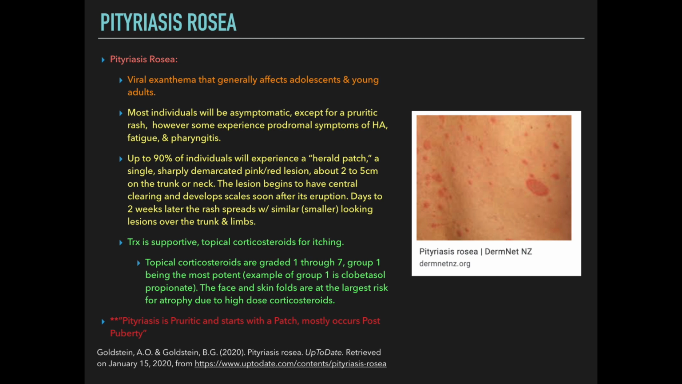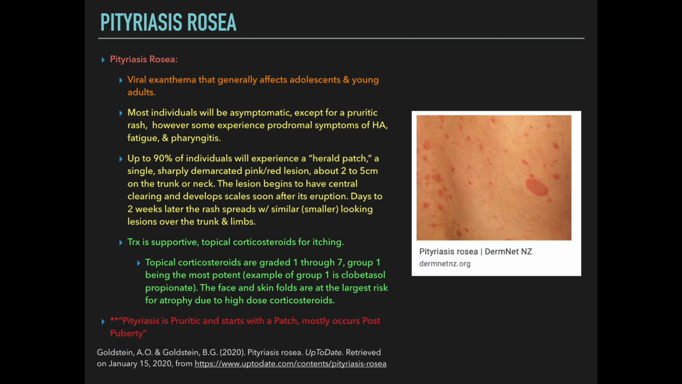Little side note, topical corticosteroids, they are graded 1 through 7, 1 being the most potent. An example of that would be clobetasol. So the face and skin folds are at the largest risk for atrophying due to high dose corticosteroids, so we really want to avoid those in those areas. And then here at the bottom, I have another little phrase to help remember. Pityriasis is pruritic and starts with a patch.